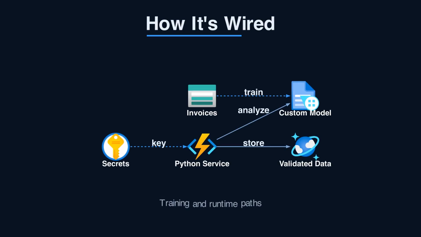Invoices land in blob storage as the training source. Document Intelligence Studio labels them and trains the custom model. Your Python service then calls the analyze endpoint at runtime. Extracted fields flow into Cosmos DB after validation passes.